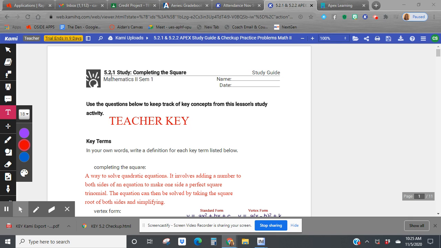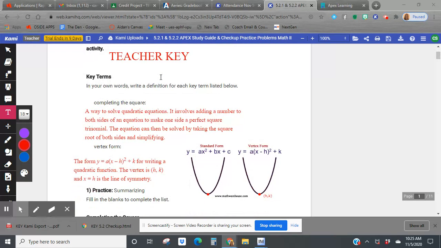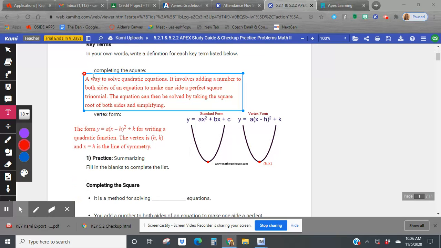All right, let's take a look here at the 5.2 study guide. We're starting a new topic called completing the square. This is the second method. You now know how to solve quadratics by factoring, and we're now going to learn to solve quadratics by completing the square. So let's look at our two vocab words for this section.